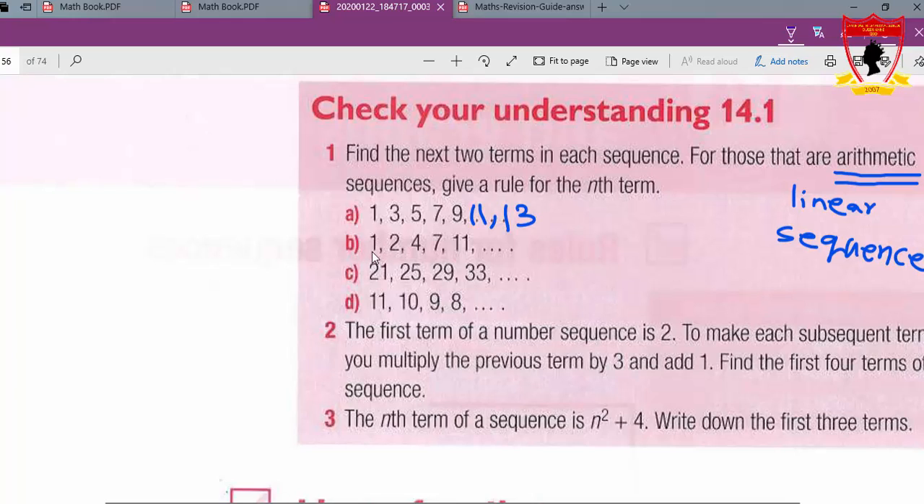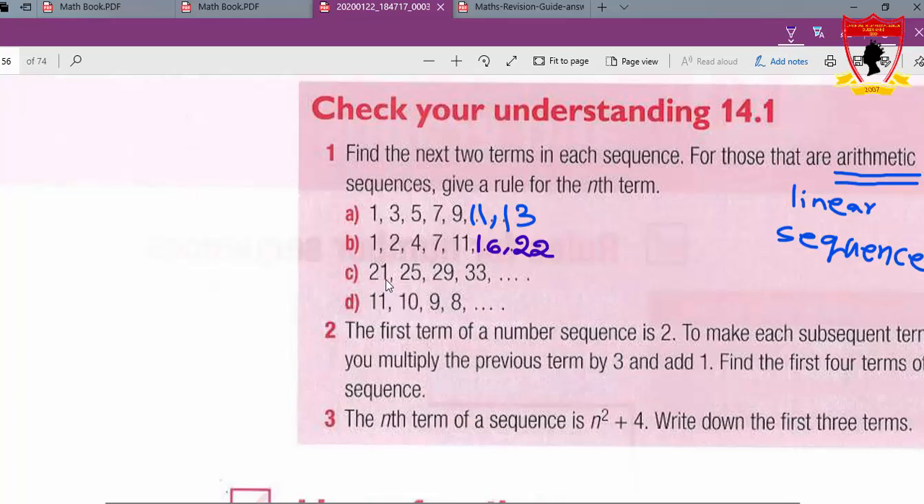This one, firstly it's plus 1, then plus 2, then plus 3, then plus 4. So next is plus 5. 11 plus 5 is 16, and 16 plus 6 is 22. Check again. 1 plus 1 is 2, 2 plus 2 is 4, 4 plus 3 is 7, 7 plus 4 is 11, 11 plus 5 is 16, 16 plus 6 is 22. So we got the next two terms.